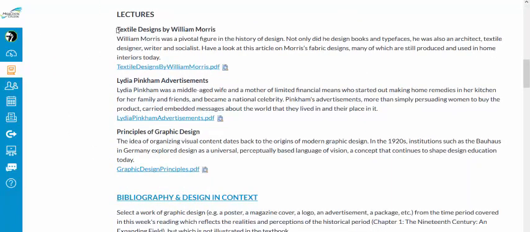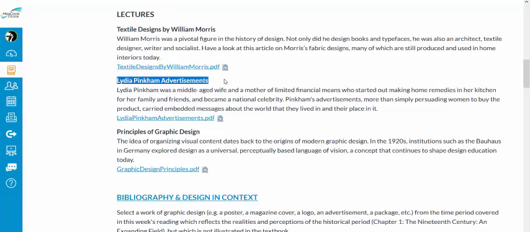You may want to have a look at some of the lectures this week. Textile Designs by William Morris. Morris was a pivotal figure in the history of design. He designed books and typefaces. He was also an architect, and he also designed textiles, many of which are still used in home interiors today.